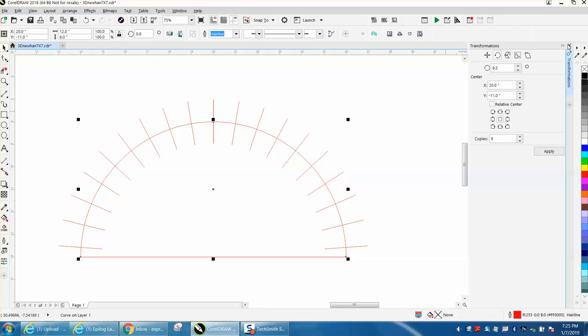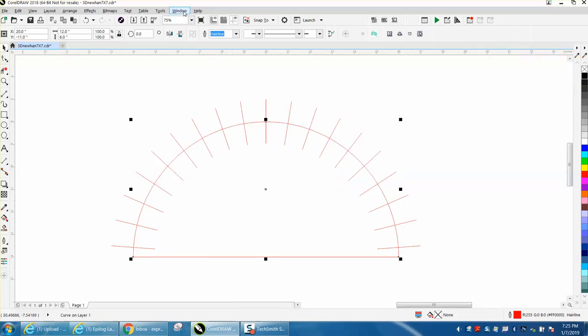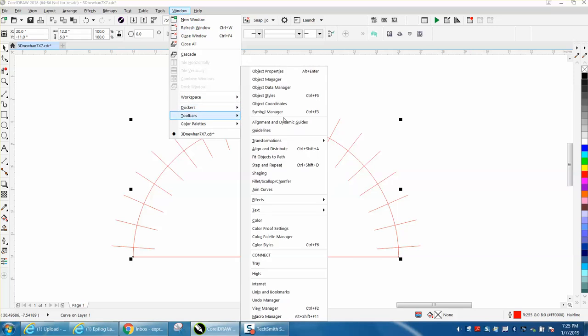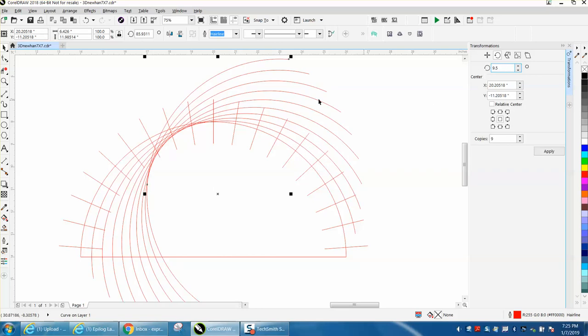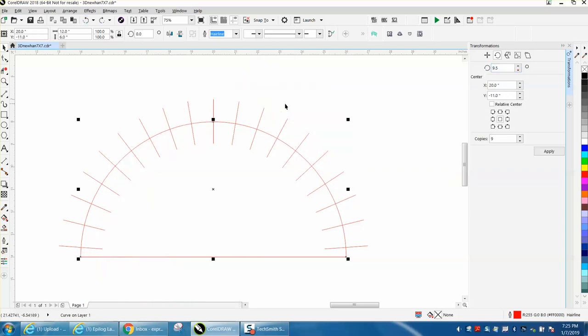The transformation docker is under Windows, Dockers, transformation, rotation, and that comes up. And even though it doesn't give the angle of rotation precisely, 9.54795, it rounds it up, but it makes it equal. And that wasn't supposed to happen there.